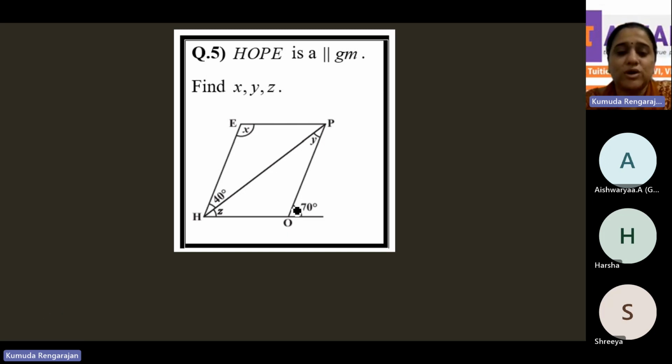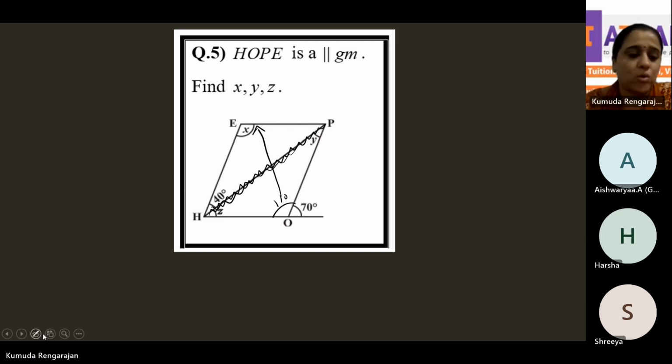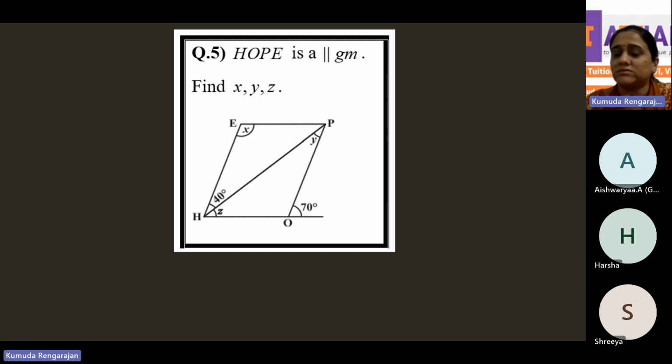Yes. So if you want to find X first, this is 70, this is 110, linear pair, and then opposite angles are equal. X is equal to 110. See, don't get confused. Just don't see this line in the middle. It's not there. Make this invisible. So opposite angles, if this is 110, this is also 110. X is equal to 110. Opposite angles are equal. Property of a parallelogram. Then Y, like what we did now, alternate interior angles are equal. So Y is 40. Alternate interior angles are equal.